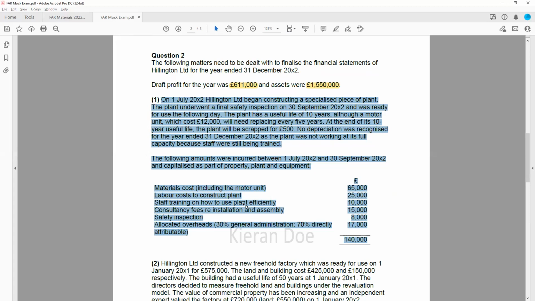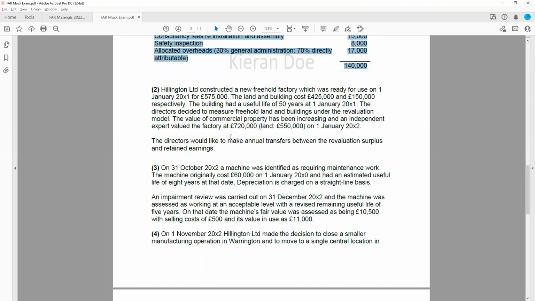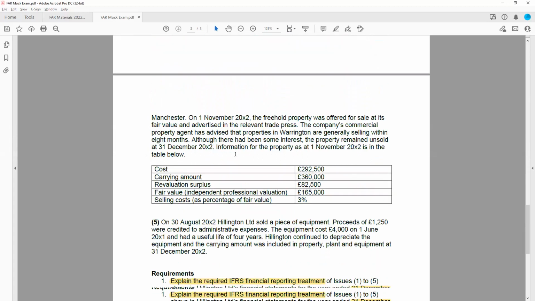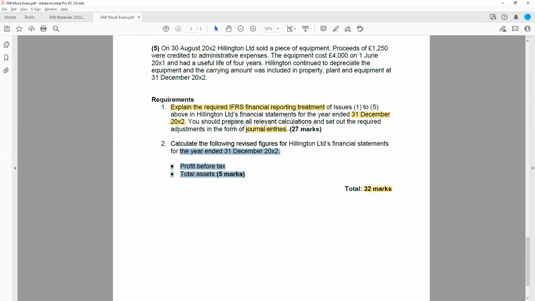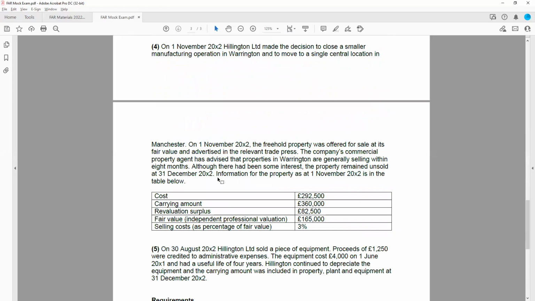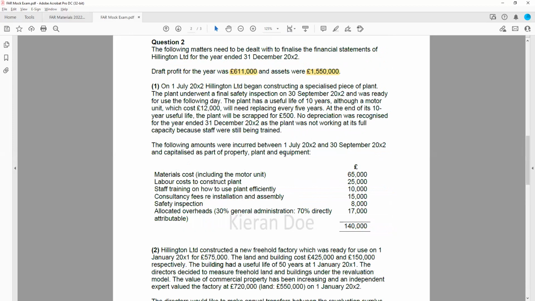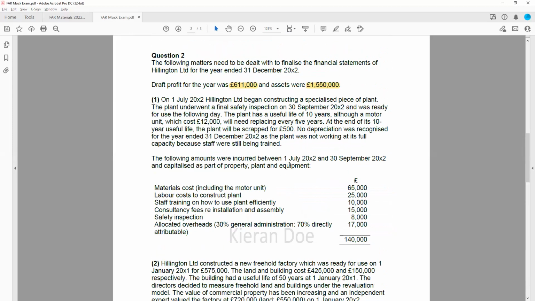Rather than just explaining the IFRS treatment for note 1, then note 2, note 3, etc., and then getting on to the next part of the question and thinking, oh, I need to redraft the financial statements, because then you're going to have to go back through all of the notes again to remind yourself: what was the adjustment? What was the impact on profit? What was the impact on assets? You'll spend time transitioning back through the notes, where it's much quicker overall if you do everything you need to for that note at once.